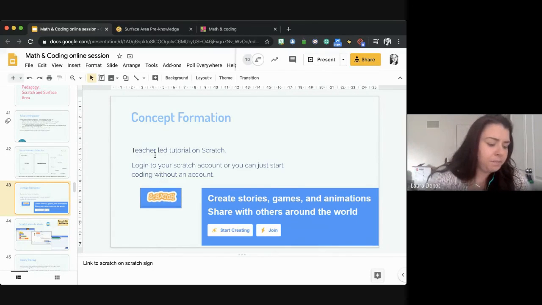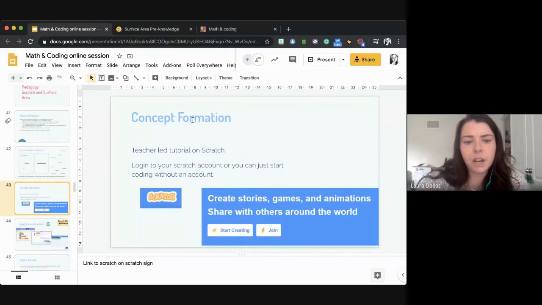Concept formation. So moving forward, what we're going to do is I'm going to have you guys each either create a Scratch account or log on to your Scratch account. And I'm going to kind of talk you through a tutorial of creating a net for a cube. So this is something that you could also do with your class, or you could give them the challenge versus actually taking them through a tutorial.